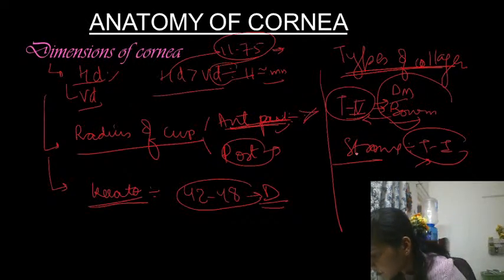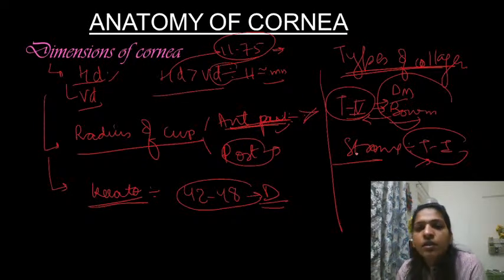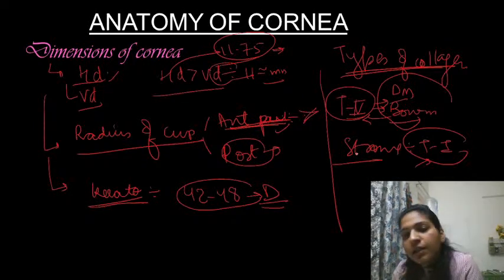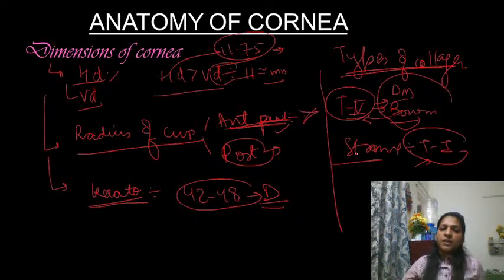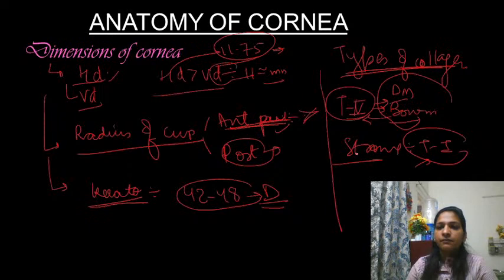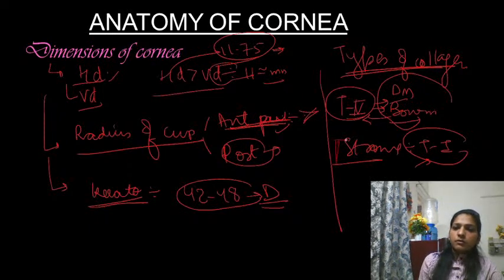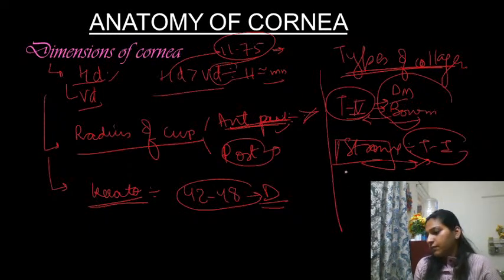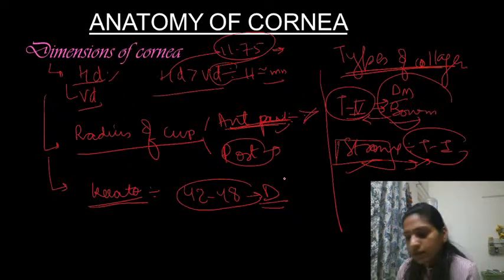Okay, yes, Nikhil and Bhuvanashri, type 4 collagen is present in the basement membrane. There are two basement membranes in the cornea, Descemet membrane and the Bowman's membrane. Fine. Stroma is type 1. Okay, now I think you will not forget this.